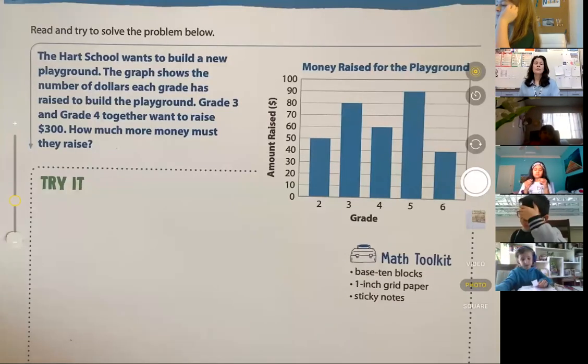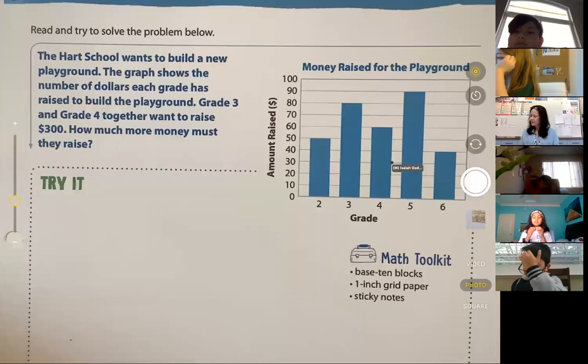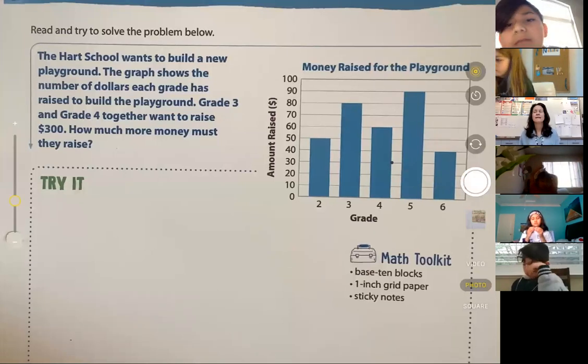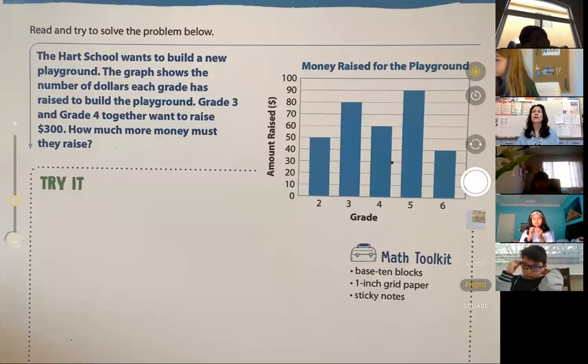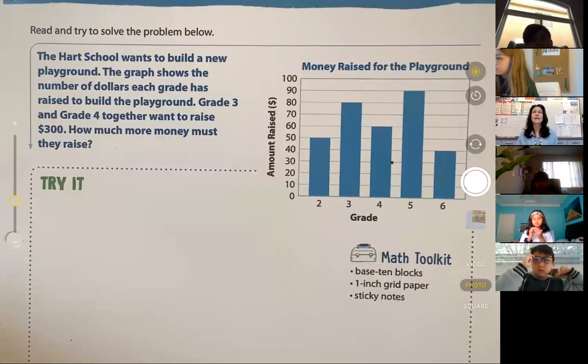All right, so everyone, again, we are on page 425 of lesson 19, scaled graphs. Today, we are going to be taking a closer look at what we call bar graphs. We are going to read and interpret them.